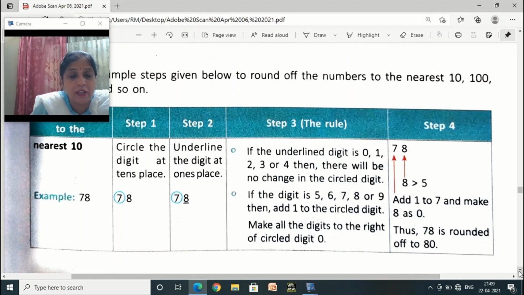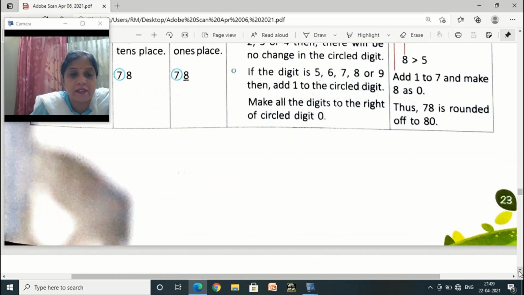So these rules we will follow every time when we have to round it off to nearest 100, nearest 1000, nearest 10,000 or nearest lakh. Now, how to round off to the nearest 100?